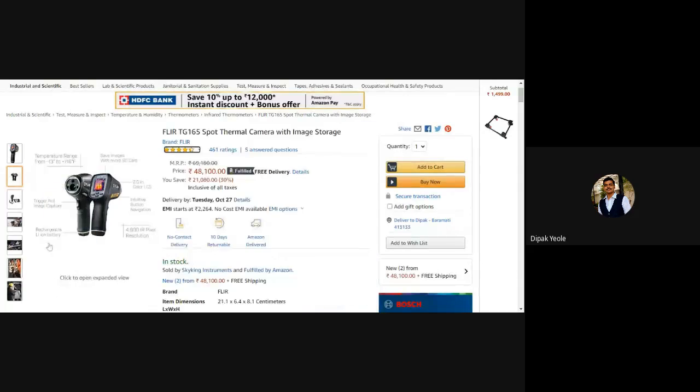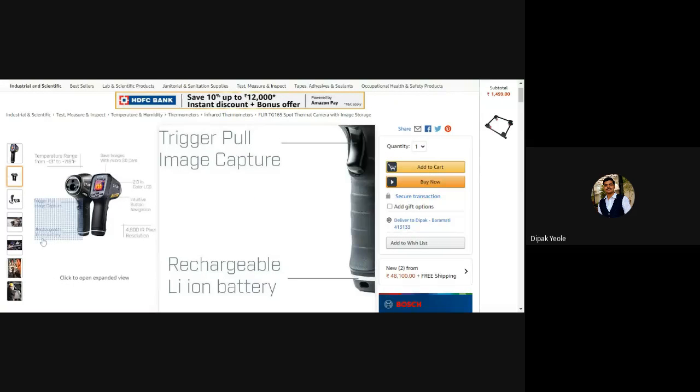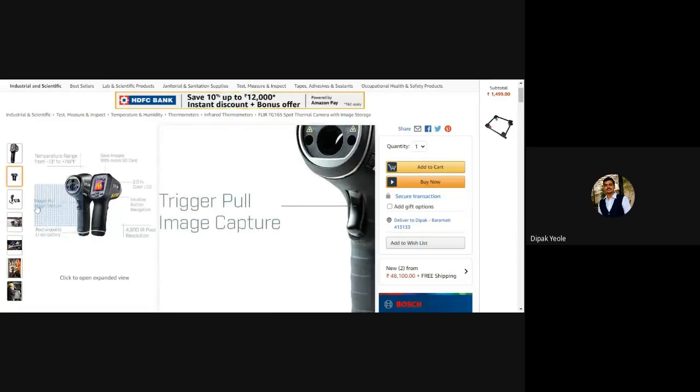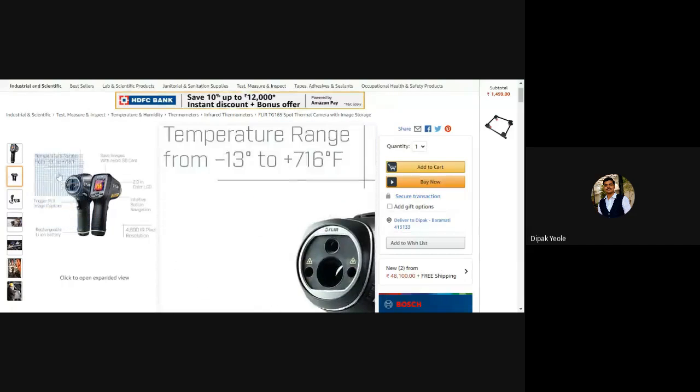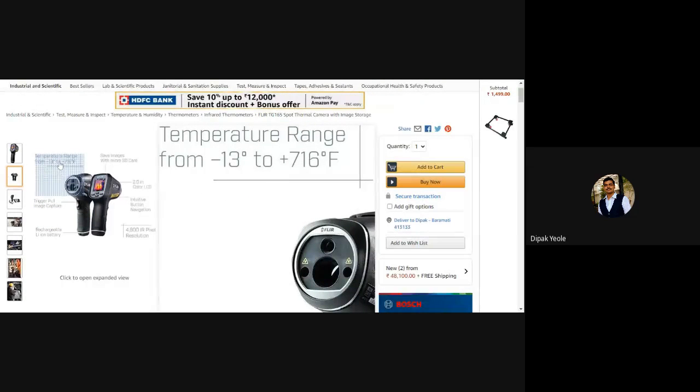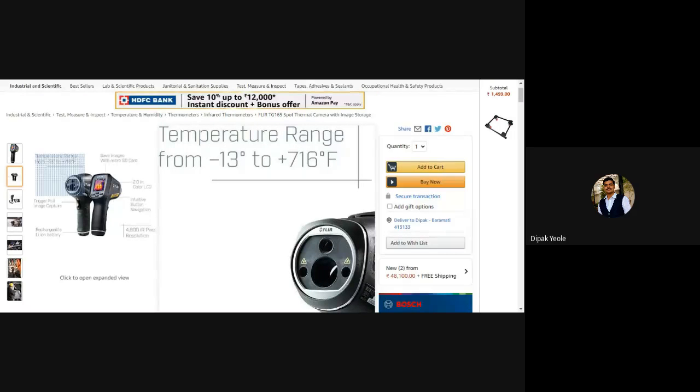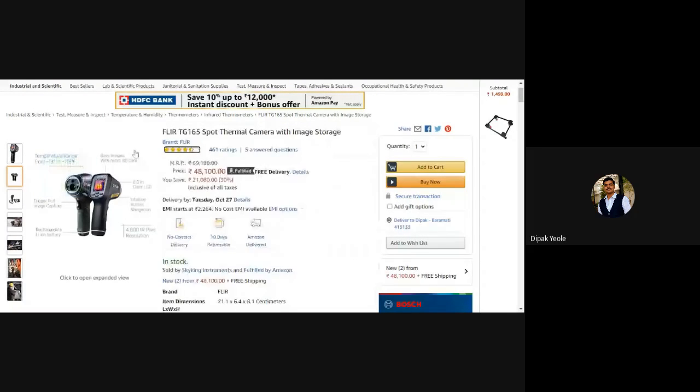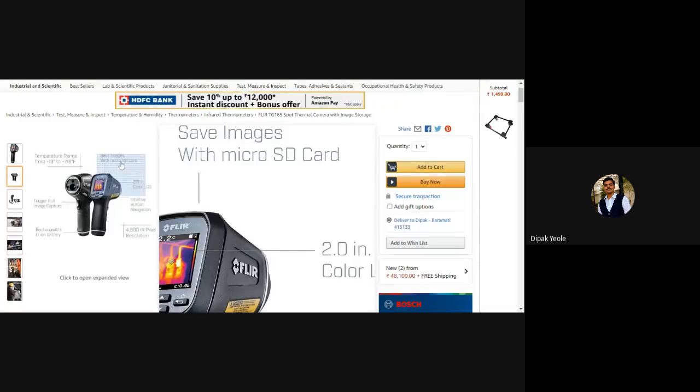Here there are different notifications or names they have given. They are using a rechargeable lithium-ion battery. Obviously we need a battery, or a power supply, to work these thermal cameras. So this is the trigger pull image capture button. The temperature range is from -13 degrees Fahrenheit to 716 degrees Fahrenheit, and it saves the image with a micro SD card.